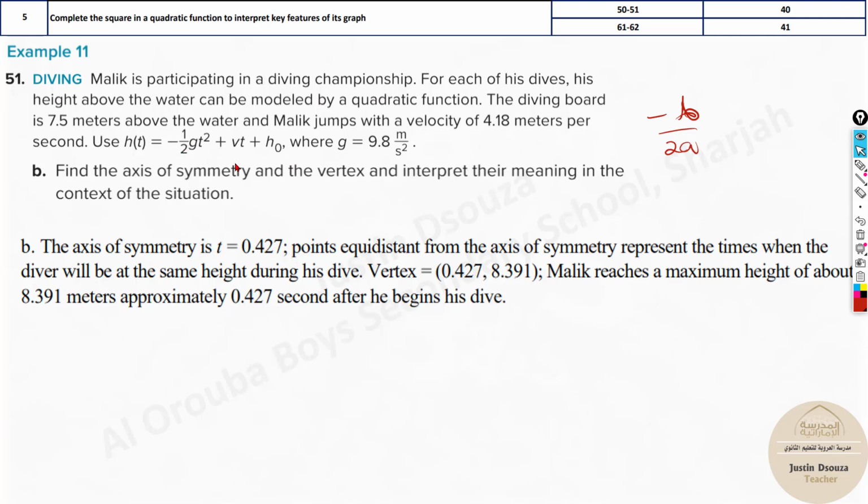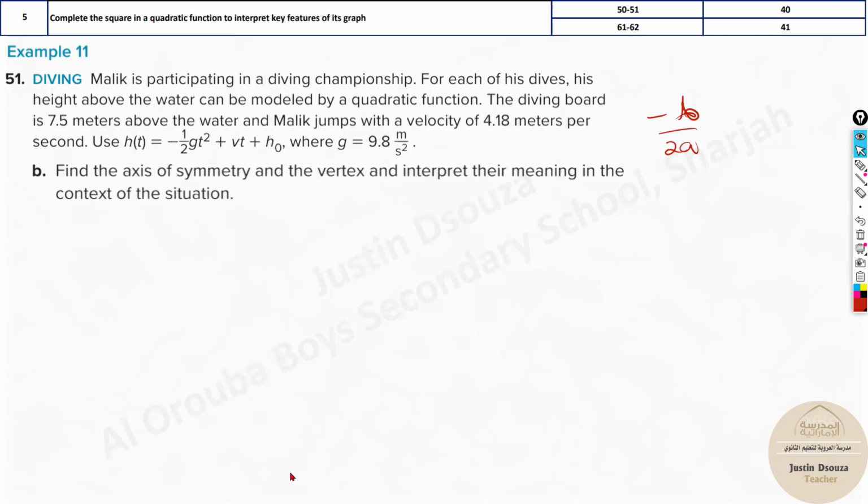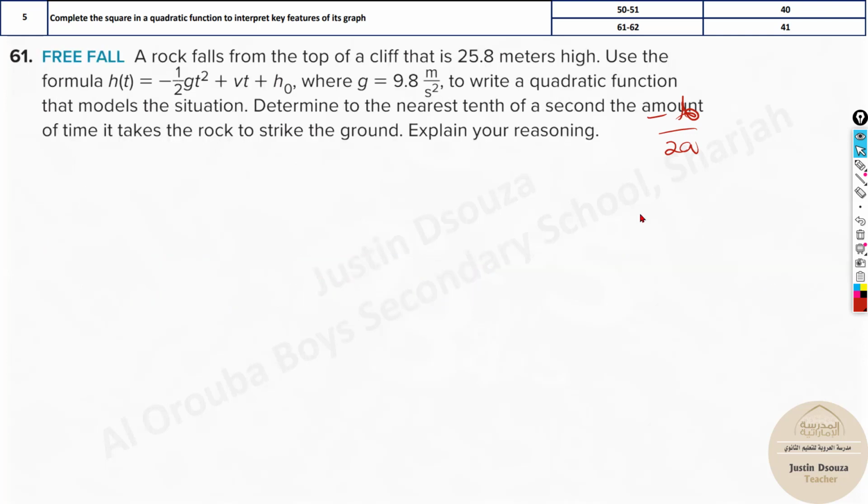Now, this is the axis of symmetry. If you substitute this, what do you get? The y value. Or you can see here in the vertex form, this is the x value of the vertex, this is the y value of the vertex. So the vertex is given over here. And we know the importance of this axis of symmetry. It cuts the parabola into 2 equal halves. That's the main thing.